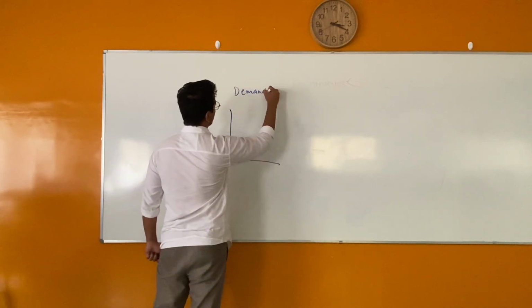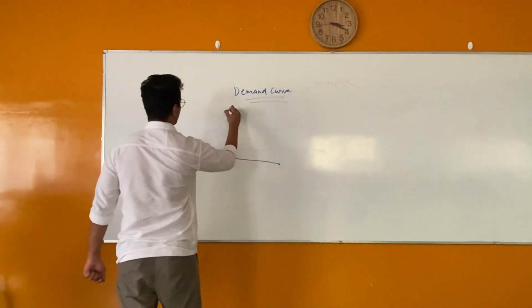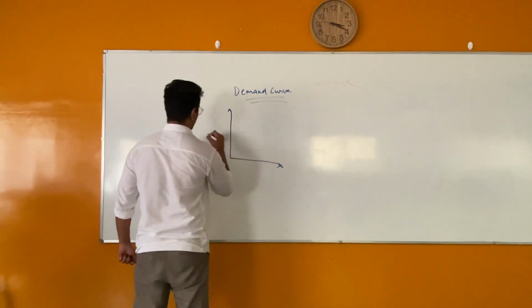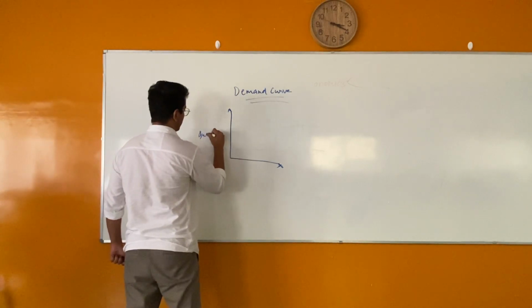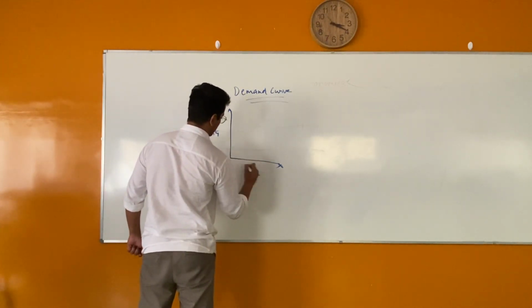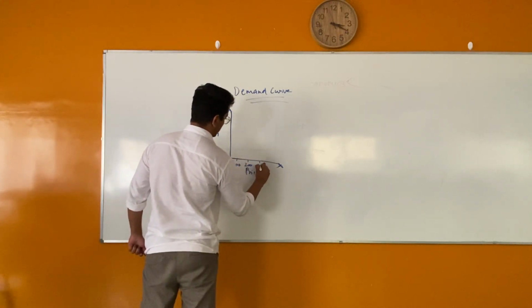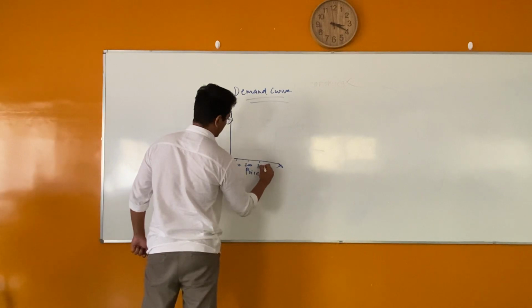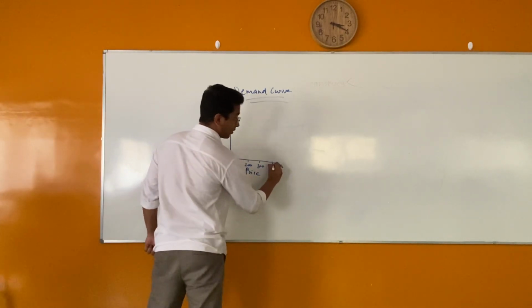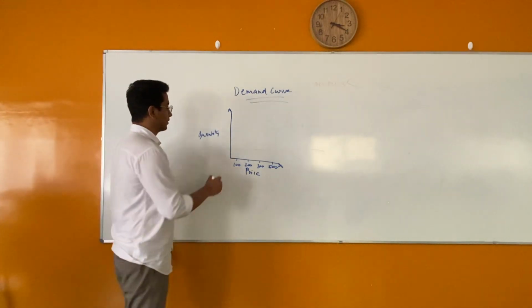We're drawing a demand curve. How does it behave normally? We're taking quantity here and price.